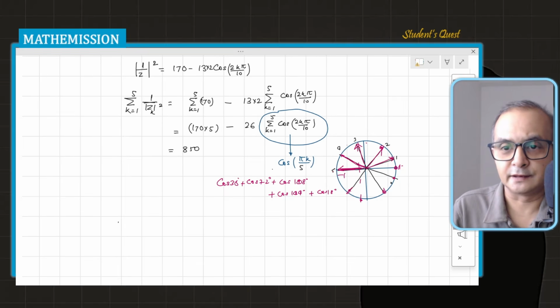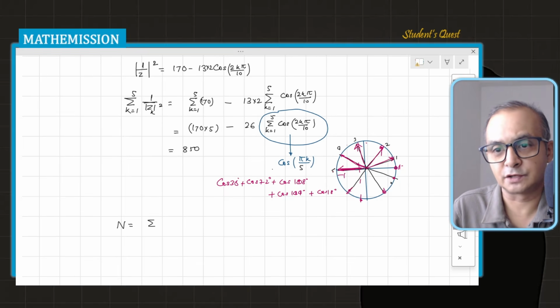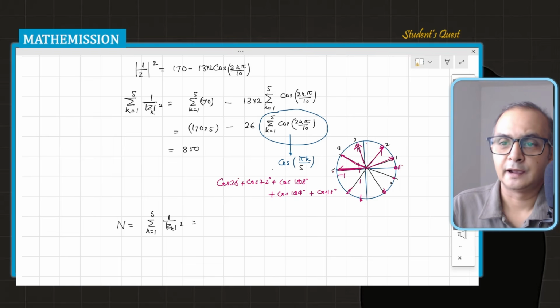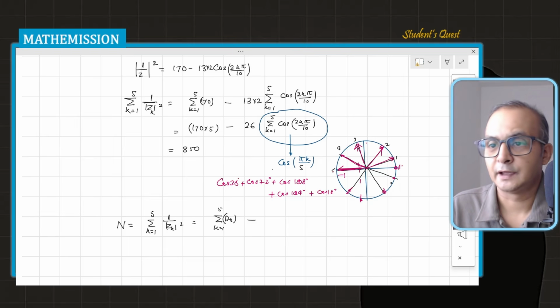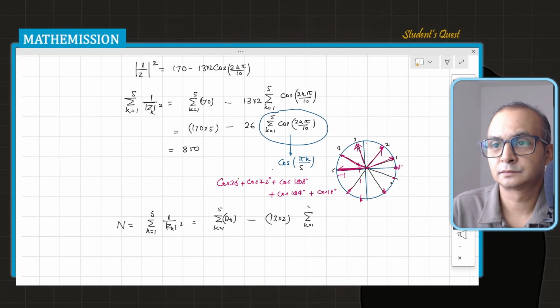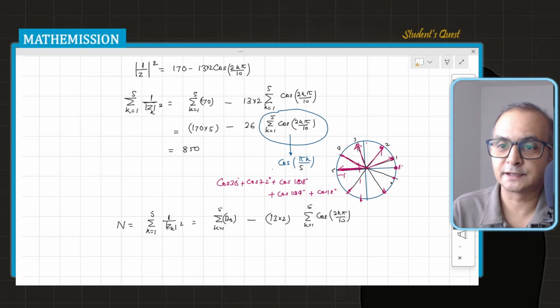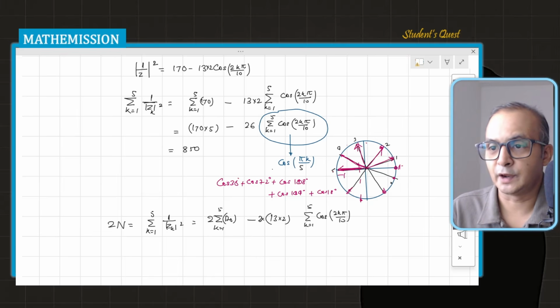Suppose I have this n, and n is summation k goes from 1 to 5, 1 by zk or whatever, zi square, and this is going to be summation k goes from 1 to 170, minus 30 into 2, and this summation 2k pi by 10. Now what I'm going to do is multiply this entire equation by 2. So it will become 2, here will become 2, here will become 2, and here also will become 2.